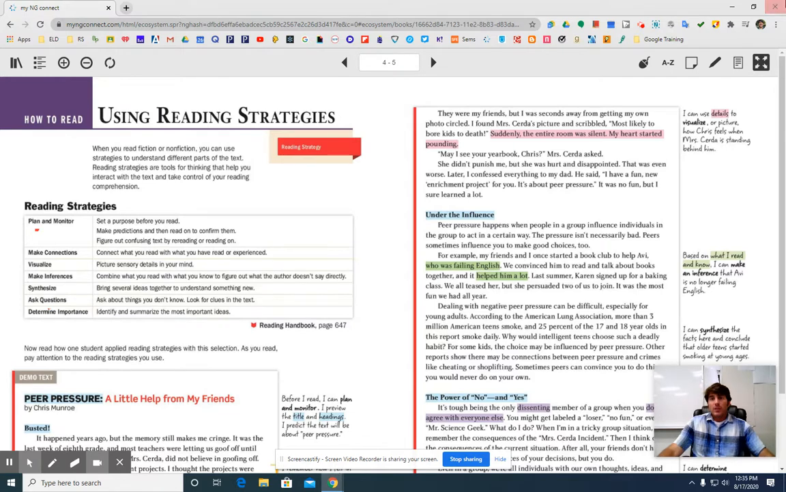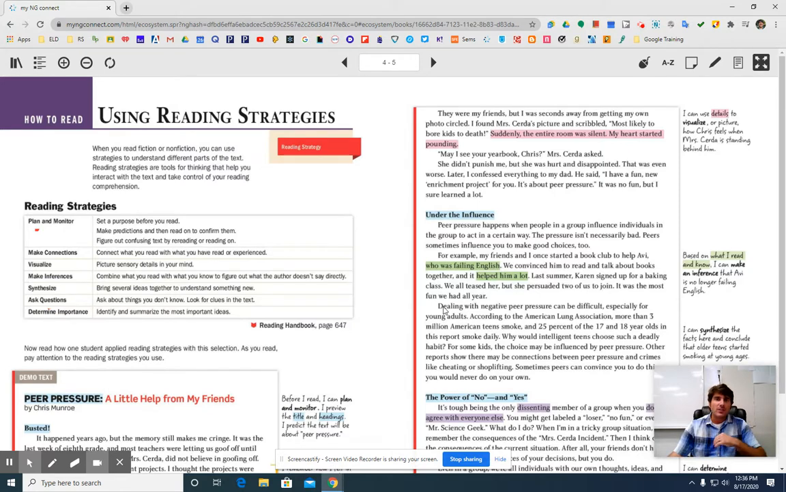And so it says here that we're going to guess that because they had the group, Avi is no longer failing English because the peer pressure helped him study and become a better student. Okay? We might make other inferences.